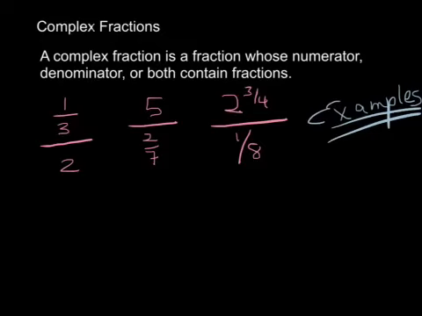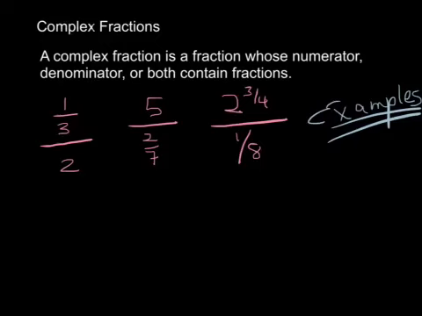We want to simplify complex fractions by having the fractions in the numerator or the denominator "disappear." And we do this by multiplying both the numerator and the denominator by the reciprocal of whatever fraction we are trying to eliminate or simplify.